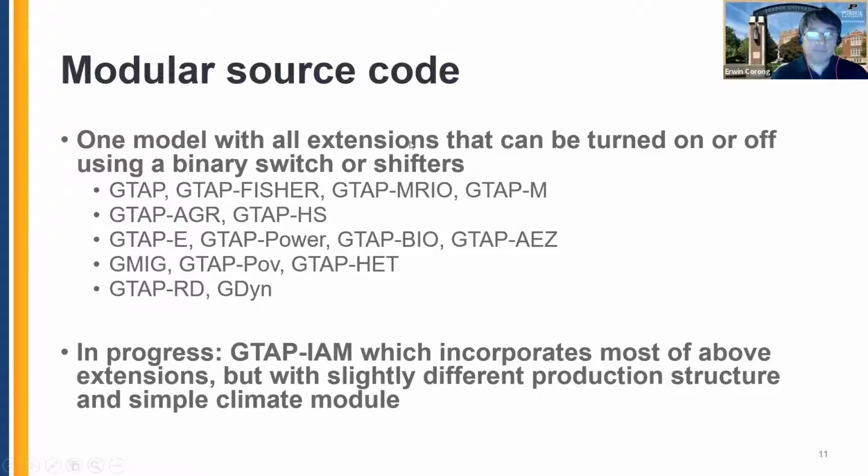Okay, so finally, there's this other idea that's distinct and is particularly suited for having just one big model wherein you have all the extensions that can be turned on or off. This is still a work in progress. Currently, I'm working on the GTAP-IAM, which includes almost all of the features of the other models. And once that is operational, I'll add shifters or binary switches so that we can turn on and off certain modules, for example. So this is still a work in progress.